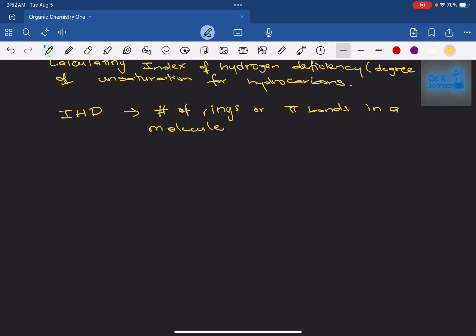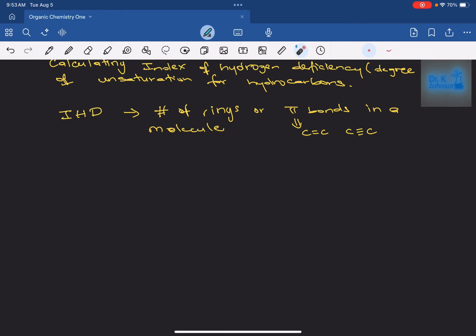Now, when we say pi bonds, we're talking about carbon-carbon double bonds and carbon-carbon triple bonds, right? Generally, what you're given is a molecular formula, and you are asked to calculate the index of hydrogen deficiency. It's in the name. The molecule that you're given is lacking some hydrogens, so that's what you're trying to calculate. Once you calculate the lacking of hydrogen, you can tell the rings and the pi bonds.